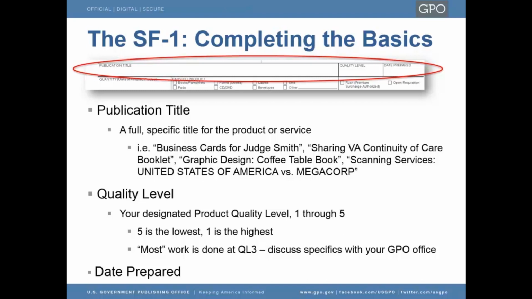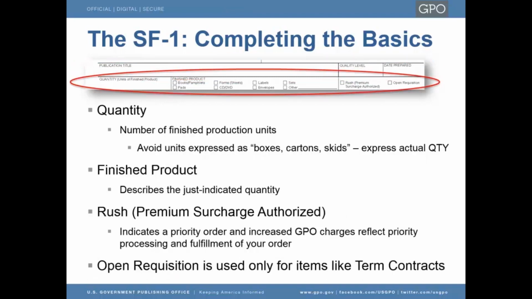As one would imagine, as the quality tolerances tighten, the cost to achieve those standards rises. The third field on this line is date prepared, which simply asks you to place the date of completion of this SF1. The next line of the SF1 asks for the quantity being ordered.